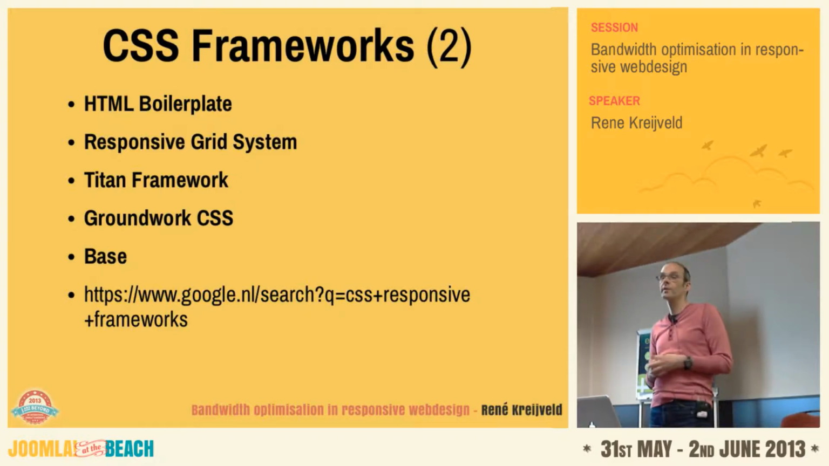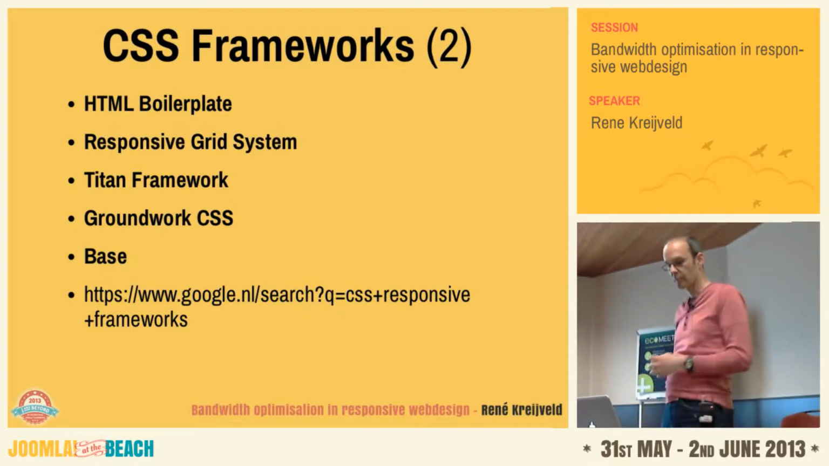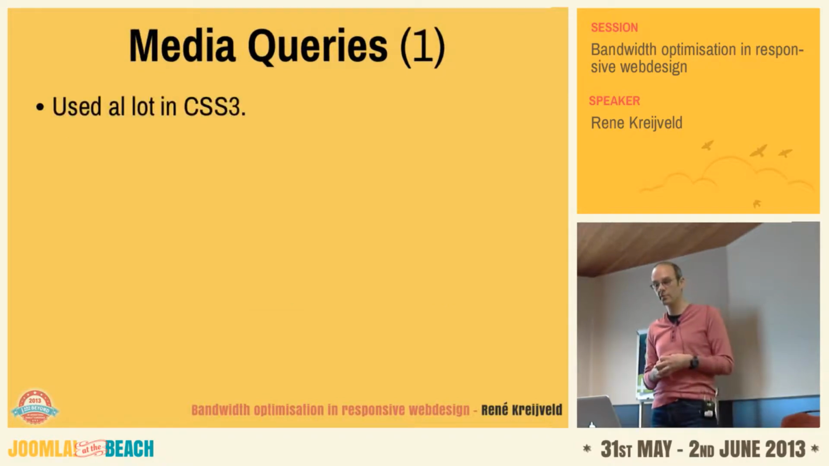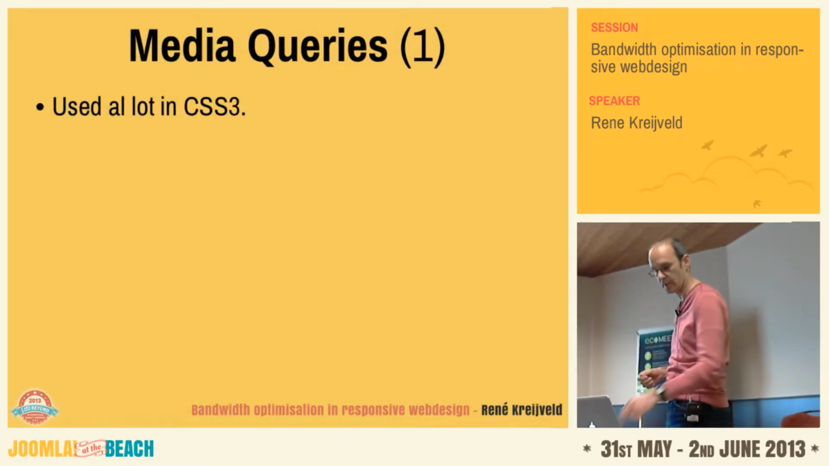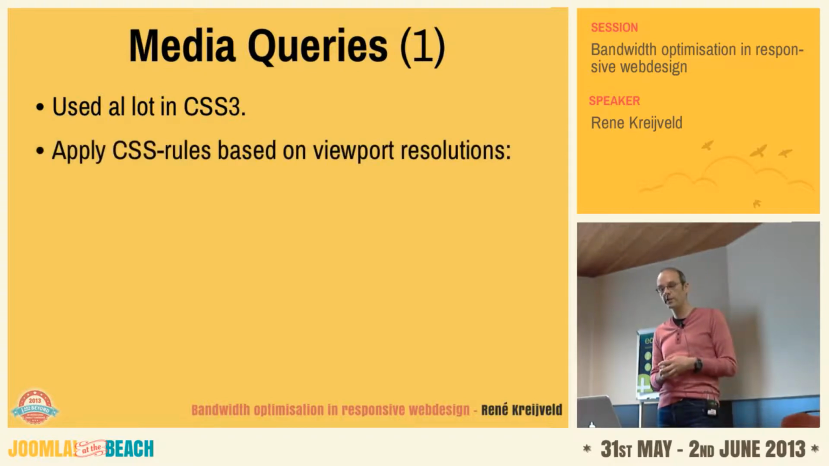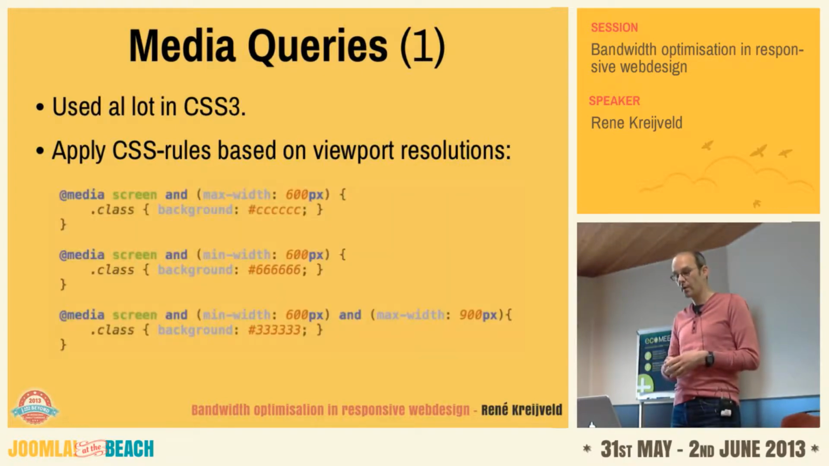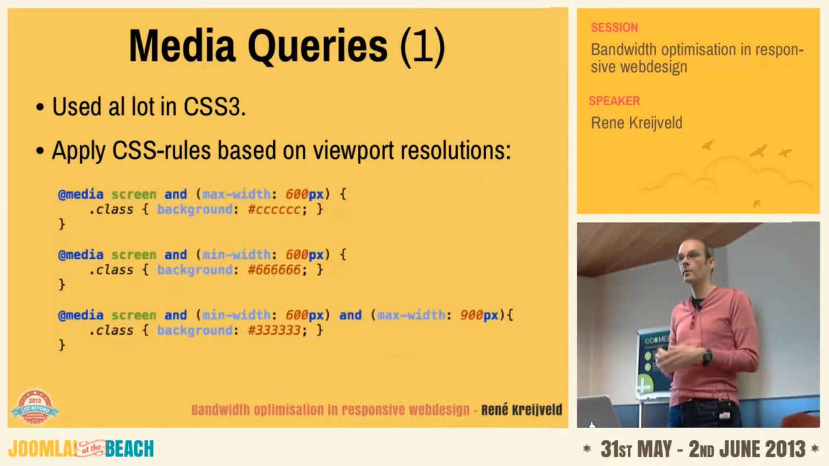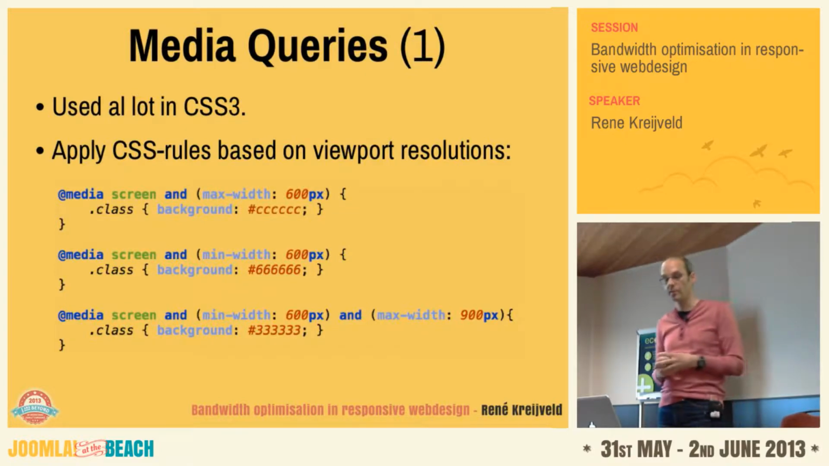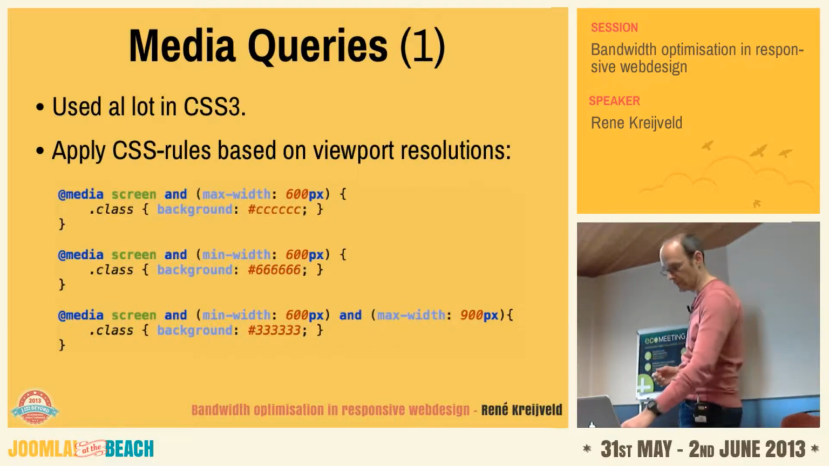Media queries are used a lot in CSS3 nowadays. They just apply CSS rules based on the viewport resolution. I've got some example code. The first line says, if your resolution is no wider than 600 pixels, then apply this background color to the class. The second example says, if your screen is at least 600 pixels wide, then apply another background color. And the third example shows if your screen resolution is between 600 and 900 pixels, you can apply this background color. So it's based on the resolution of the viewport.